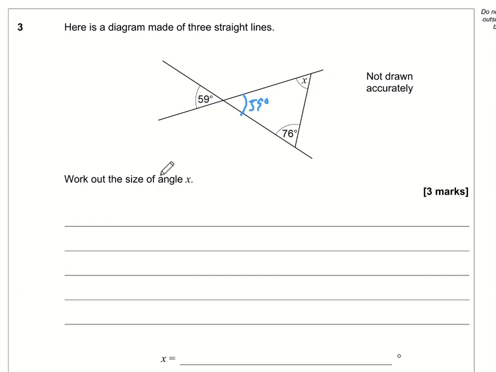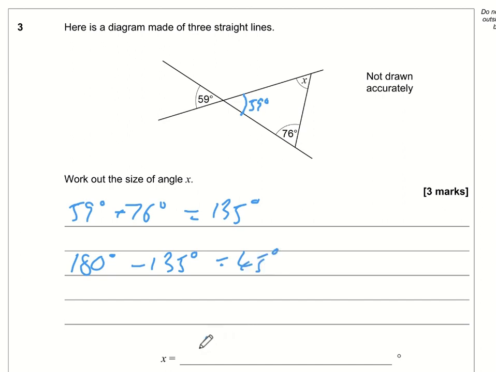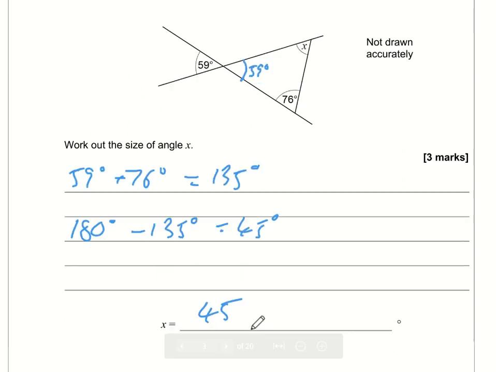The angles in a triangle add up to 180 degrees. So we've got 2 of the 3 angles. It's 59 degrees plus 76 degrees, which is 135 degrees. The angles of a triangle add up to 180, so the missing angle is 180 degrees take away 135 degrees, so angle X is therefore 45 degrees.